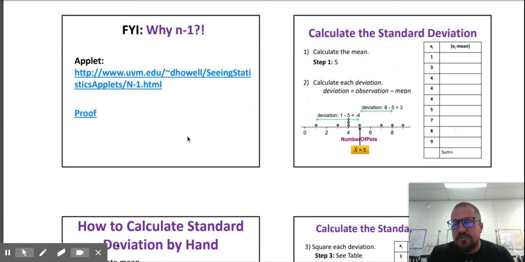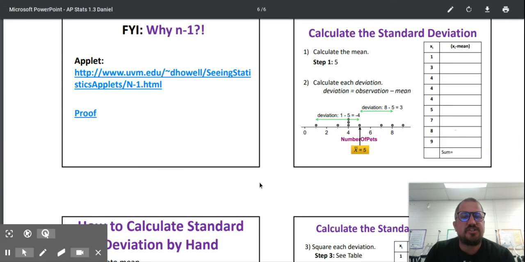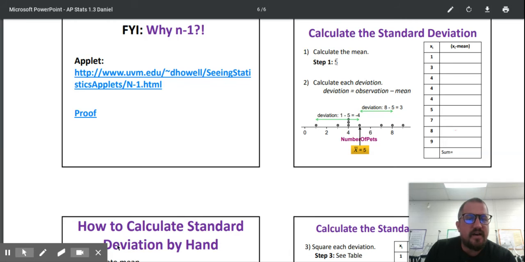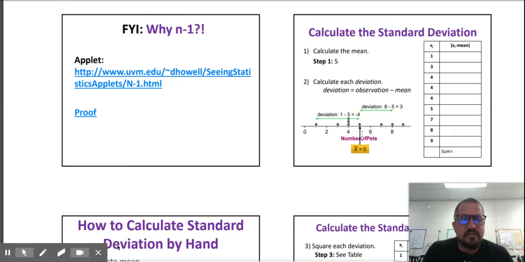Here is an applet, if you're interested, about why we use n minus 1 when we calculate the standard deviation. So I'm going to show you how we calculate the standard deviation by hand real quick, because we will be doing that a couple times as we go through. So our first step in calculating the standard deviation is to find the mean. And we have found that the mean is 5. And then we want to find each individual value and say, how far is it from the mean? So for instance, this first number, 1, so 1 minus 5 is equal to negative 4. 3 minus 5 is equal to negative 2. 4 minus 5 is equal to negative 1, and so on.